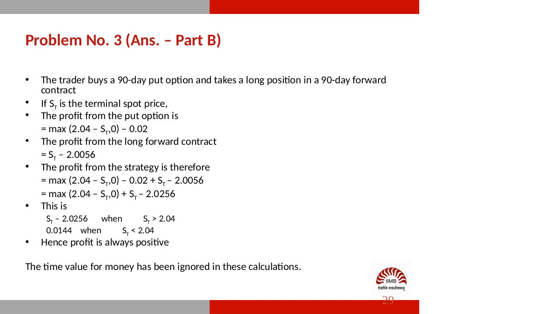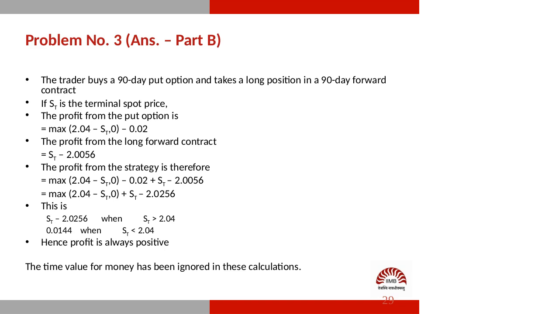How much is the profit from the long contract? You will be able to sell it at ST, and you make a profit when the price is in excess of that amount, 2.0056. So the difference is your profit. So the total profit from the entire product is the sum of these two profits. If you add it up in the same manner and expand that out, you just take care of the 0.02 and you solve it.